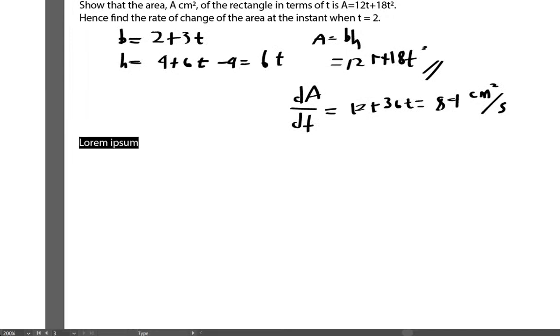Let's go to the number 4. And this number 4, or number 10 in my book, I should say is one of the hardest one.